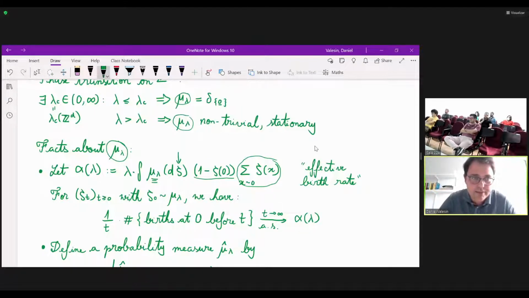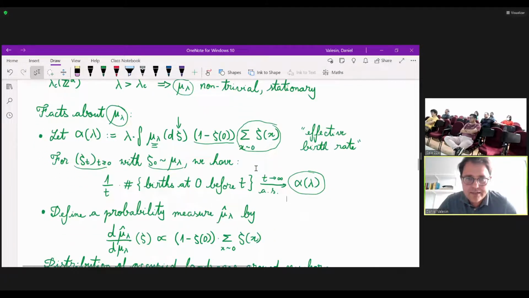Here's the statement: for the process started from equilibrium, if you take 1 over t times the number of births at 0 before t, this will converge almost surely as t goes to infinity to this number alpha of lambda. So that's the effective birth rate of the contact process on Z^d. That's the first fact about mu lambda.